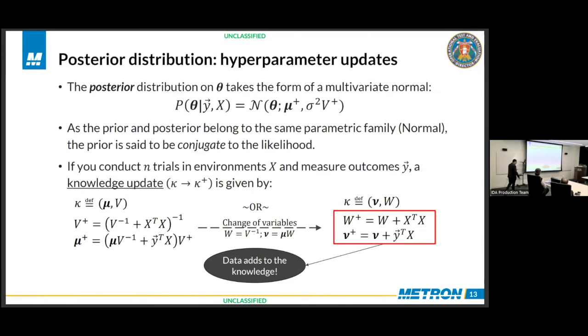Okay, so we have the likelihood, we have the prior. Now we want to update to get the posterior distribution. Because of this conjugate prior structure, if the prior was normal, that means the posterior is a normal distribution, but it'll have slightly different hyperparameters. Going from the prior to the posterior, we'll denote it with a plus, a mu plus and a v plus.